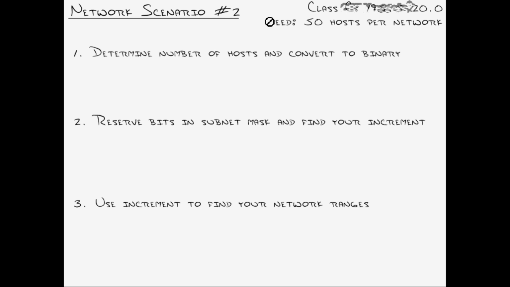We've got network scenario number 2, Class C example. We have the network 195.5.20, and the organization is looking for 50 hosts per network. So let's start it off again. Determine the number of hosts and convert to binary. I'll write up our binary chart over here, 8, 4, 2, and 1. We have 50 hosts. So I look right here, no, no, yes. Our first one goes at 32, so I immediately know it takes 6 bits to get the number 50.